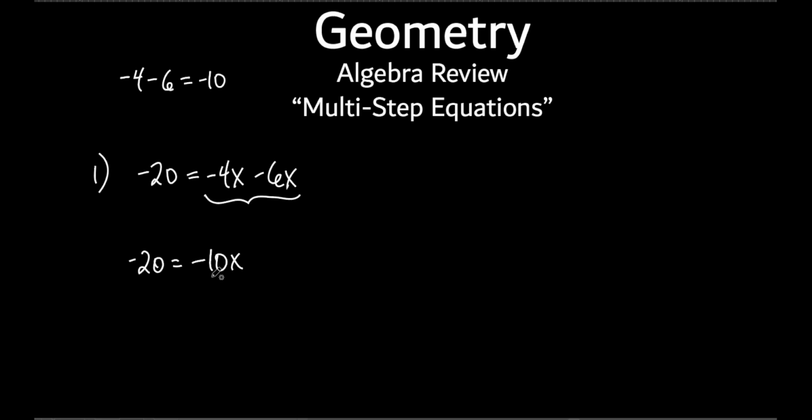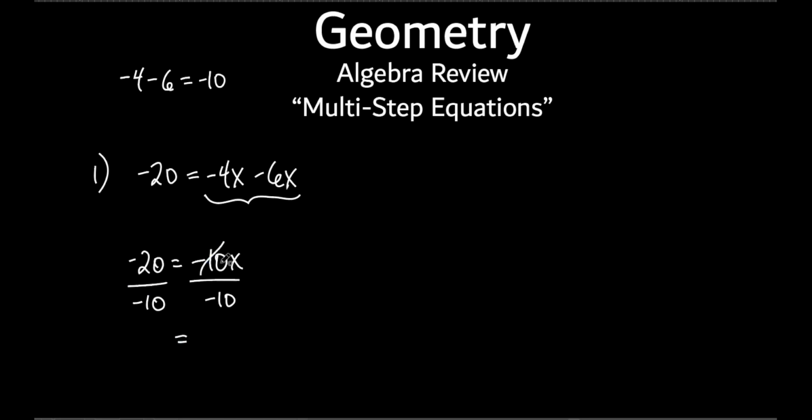So one more step. Negative 10 is being multiplied by x. You got to get rid of the negative 10. So we divide by what? Not 10, by negative 10. Make sure you divide by the negative. You got to get rid of that negative as well. Okay, so we divide this by negative 10 as well.